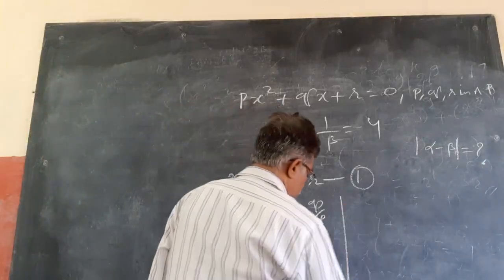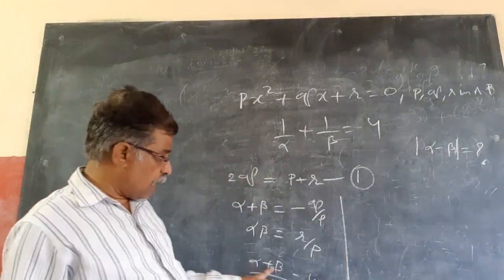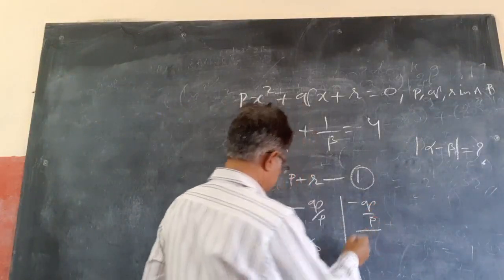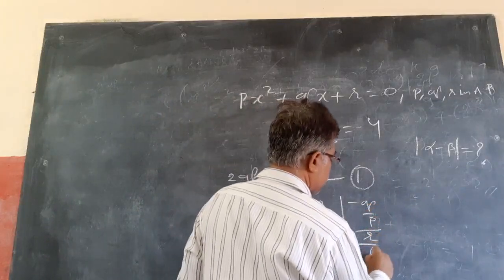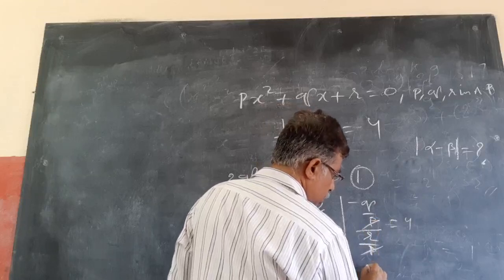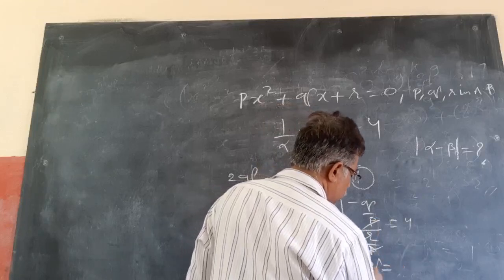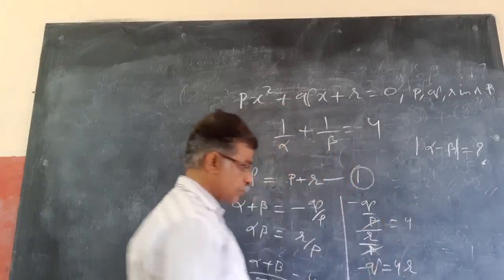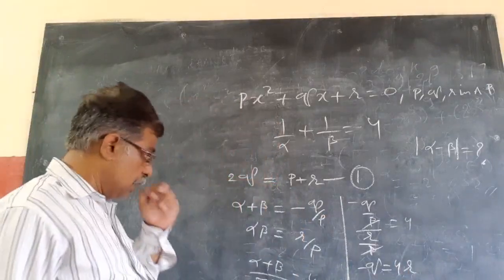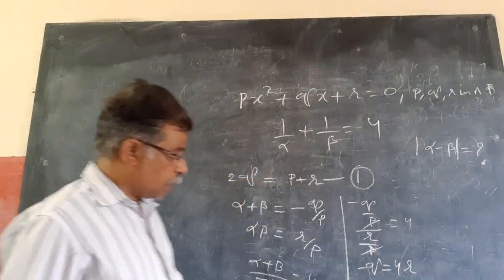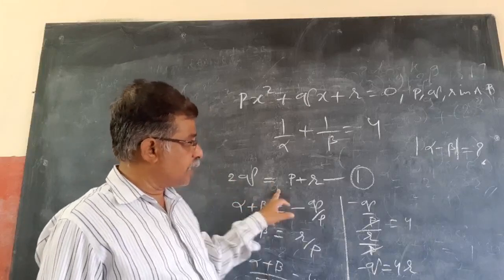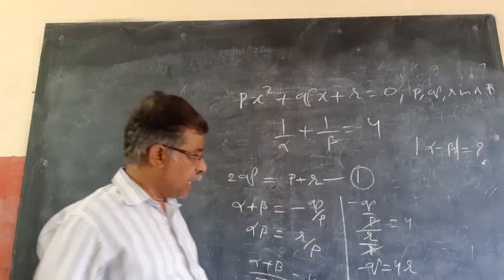From this, what will you conclude? Alpha plus beta is minus Q by P, alpha into beta is R by P, so minus Q by P by R by P equal to 4. Means minus Q is equal to 4R, or Q equal to minus 4R. Till this you understood, I hope. Now minus Q equal to 4R. So in place of Q, if I want, I can substitute. I will get a first relation in terms of P and R, and keep it aside.